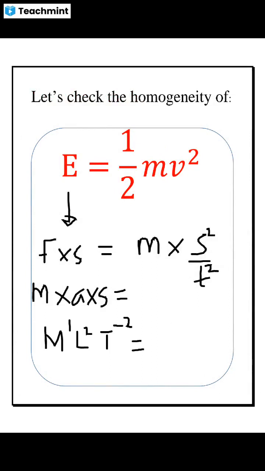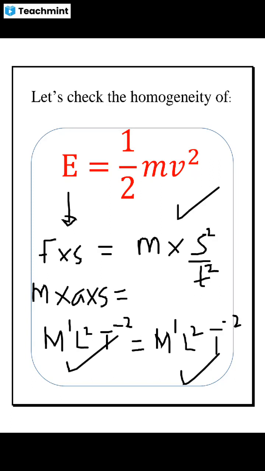Let's see whether we get the same thing. This must give us M to the power 1. Distance squared gives us L squared. This one is going to give us over T squared, and when you take the T up, it's going to be minus 2. You see that what we have at the right hand side is the same thing as what we have at the left hand side. So these are homogeneously compatible. That is, they are dimensionally correct.